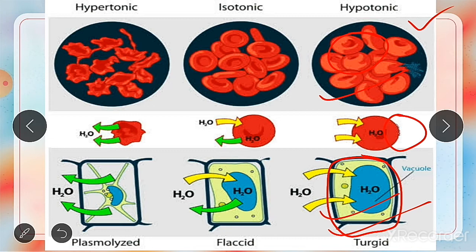Then what happens in the next solution? We will see the next situation. If the medium has exactly the same water concentration as that of the cell, that is, the concentration inside the cell and outside the cell are the same, then what will happen? There will be no movement of water across the plasma membrane, and such a solution is known as an isotonic solution.